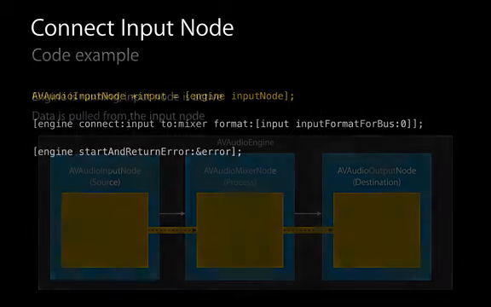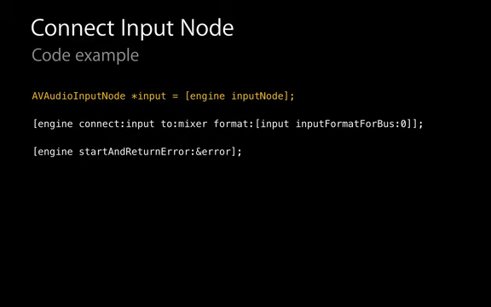It's very simple. All you have to do, oh, I'm sorry, I raced ahead. Let's look at a code example of how you can connect the input node. So I get the input node from the engine, make a connection to any other node with the input node's hardware format, and then start the engine. This creates an active render thread, and the input nodes pull for data.